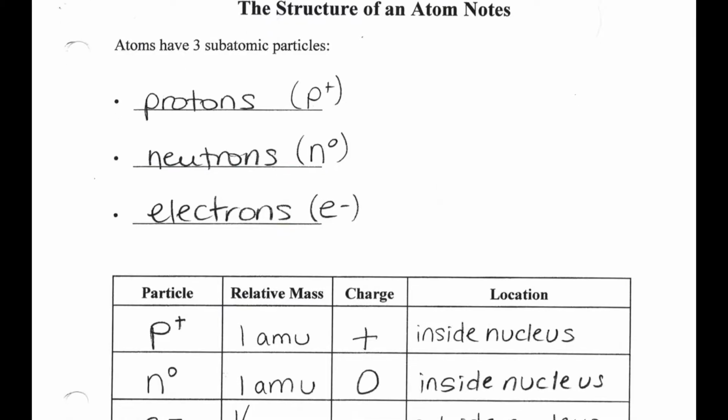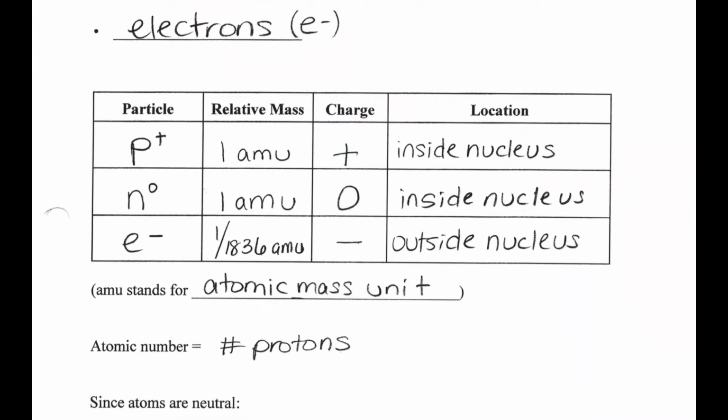That indicates the charge. In other words, protons have a relative mass of 1 AMU, they have a positive charge, and they're located inside the nucleus. Neutrons have a relative mass of 1 AMU. They have no charge, and they're also found inside the nucleus.